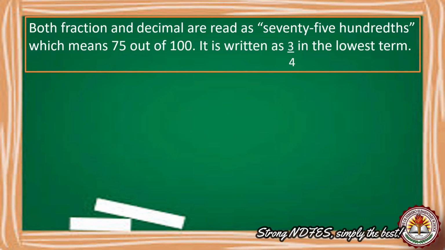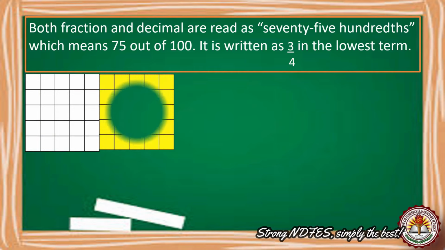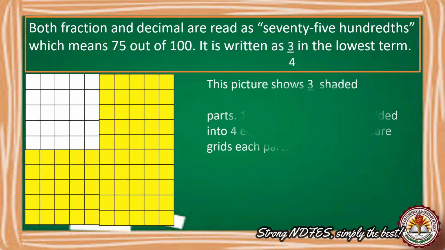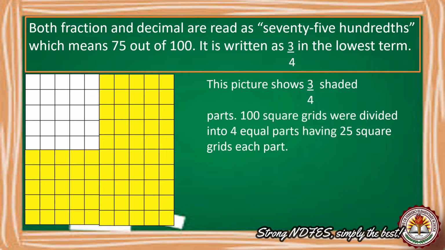Both fraction and decimal are read as 75 hundredths, which means 75 out of 100. It is written as 3/4 in the lowest term. Picture shows 3/4 shaded parts. 100 square grids were divided into 4 equal parts.